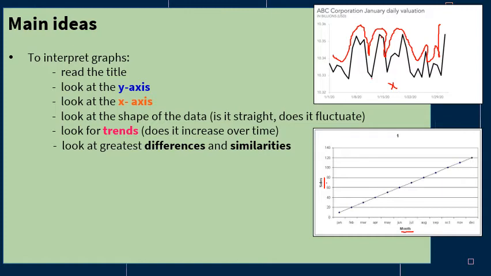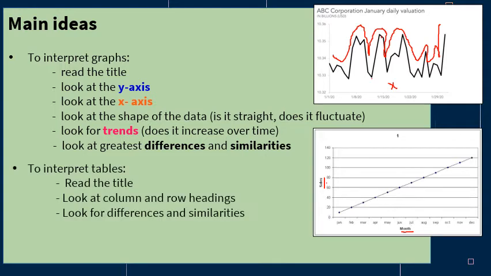Lastly, always look for the greatest difference and also look for similarities. Think about our capital cities: we looked for the greatest difference between the cities, but then we also looked at what was similar. And we're also looking at interpreting tables. It's pretty similar to graphs. It's a little bit easier. You just need to read the title, look at the column and row headings, and again, look for differences and similarities. Now, the trickiest part that we looked at today takes a fair bit of practice.